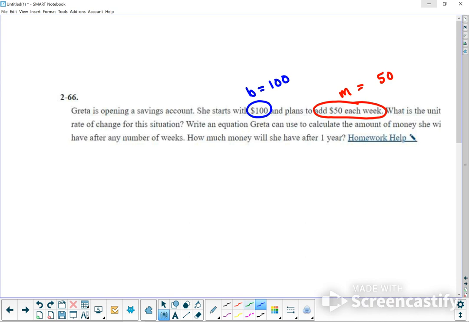Okay. So our equation should be something like y equals mx plus b. We know the m is 50, so y equals 50x, b is 100. Okay, so that's your equation. The unit rate for the situation is $50 each week. And how much money will she have after 1 year?